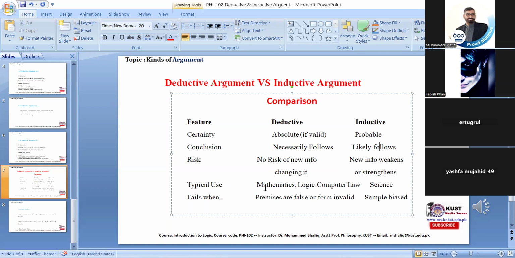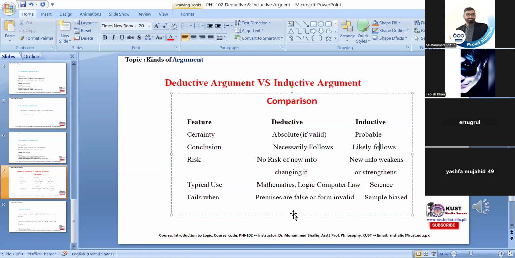So deductive arguments are normally used in mathematics, logic, computer science, and laws, while the natural sciences normally use induction. Inductive means collecting different facts and making a general principle, while deduction means to deduce, to draw, to take out something. So in deduction, we have a general principle and then we draw a particular conclusion from that. The failure of deduction and induction is that in deduction, when premises are false or the form is invalid.